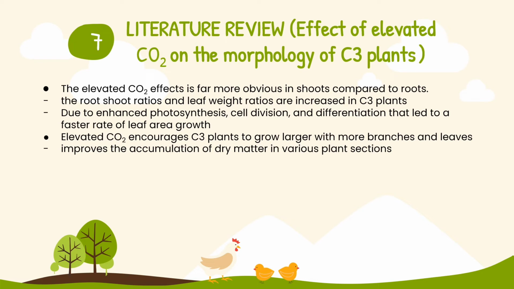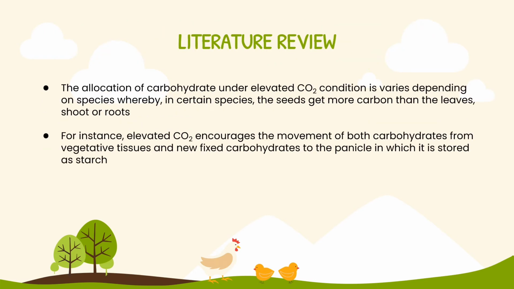The root-shoot ratios and leaf weight ratios are increased in C3 plants due to enhanced photosynthesis, cell divisions, and differentiation that led to a faster rate of leaf area growth. Elevated CO2 encouraged C3 plants to grow larger with more branches and leaves to improve the accumulation of dry matter in various plant sections. The allocation of carbohydrate under elevated CO2 conditions varies depending on species, whereby in certain species the seeds get more carbon than the leaf, shoots, or roots.